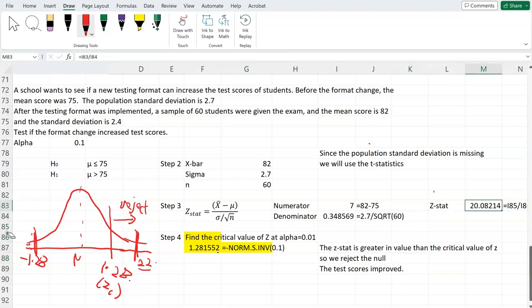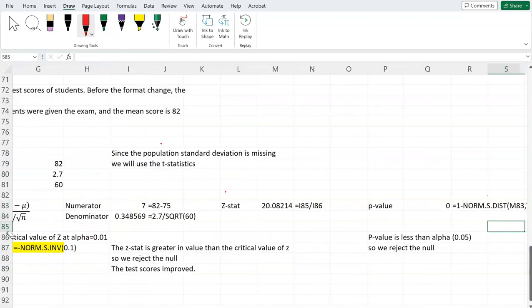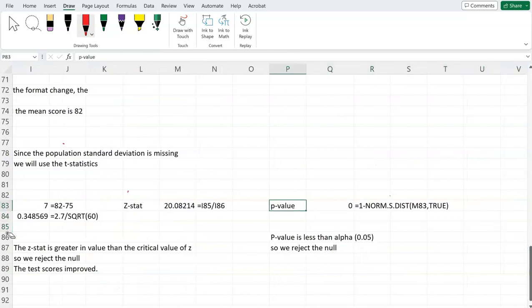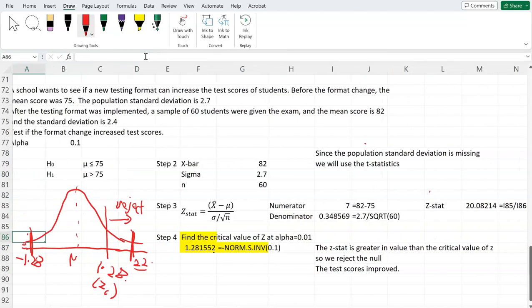The z-stat is greater than the critical value, so we reject the null. Here too, we find first the p-value, so that doesn't change. We just update this number. The alpha is greater than the p-value, so we reject the null.